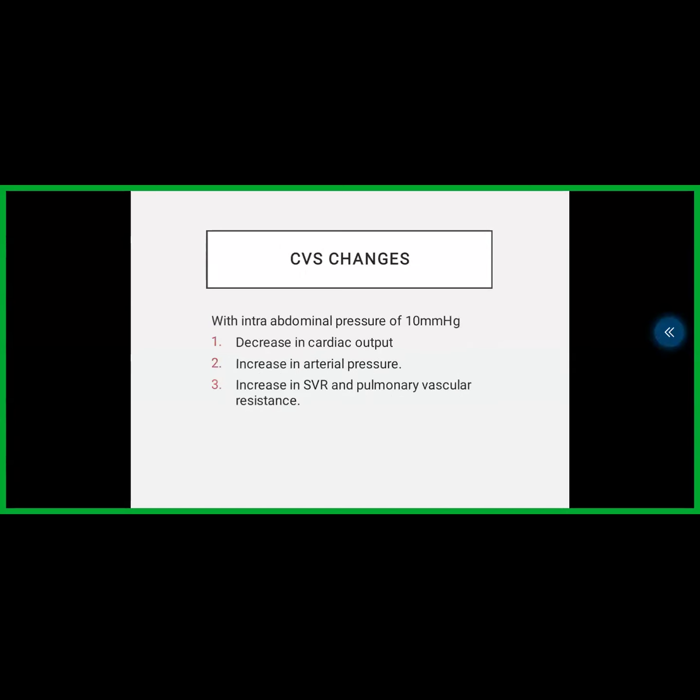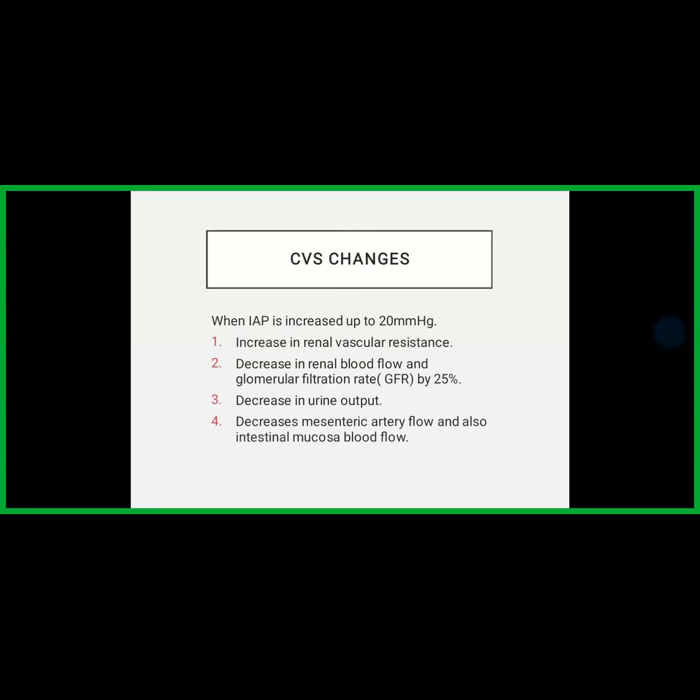Then for the cardiovascular changes, at an intra-abdominal pressure of about 10 millimeters of mercury, there's a decrease in cardiac output because venous return is reduced by the increase in intra-abdominal pressure. There's also an increase in the arterial pressure, and an increase in the systemic vascular resistance and the pulmonary vascular resistance. When the intra-abdominal pressure is up to 20 millimeters of mercury, as seen in abdominal compartment syndrome, there's an increase in the renal vascular resistance. There's a decrease in renal blood flow and glomerular filtration rate, and also a decrease in urine output because of hypoperfusion of the kidneys.